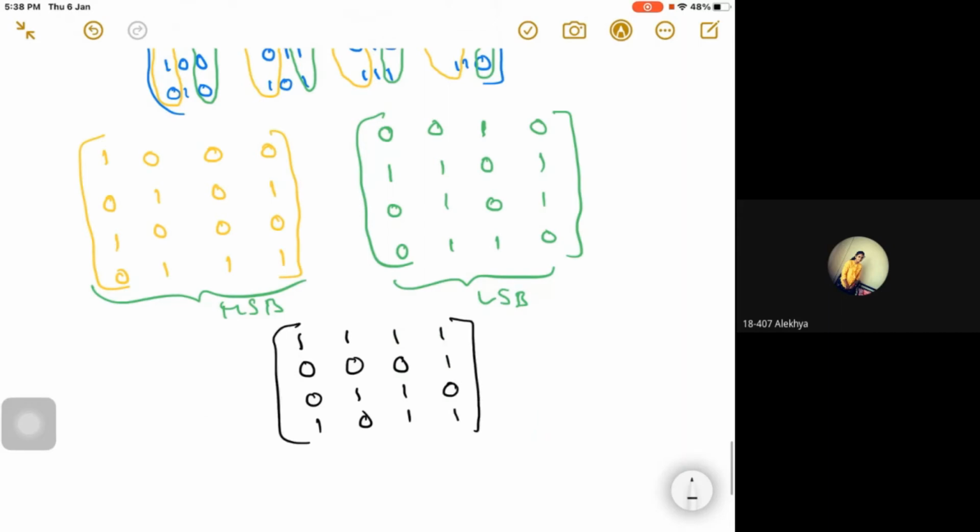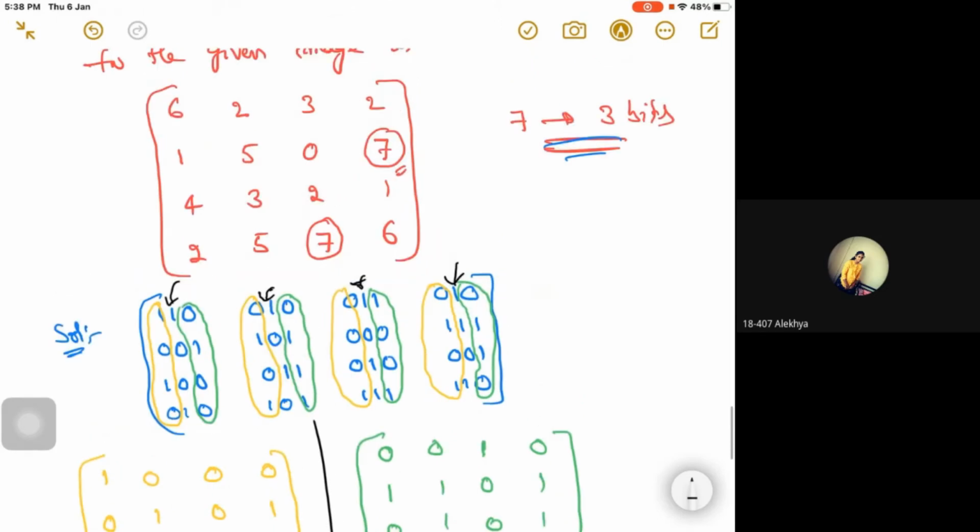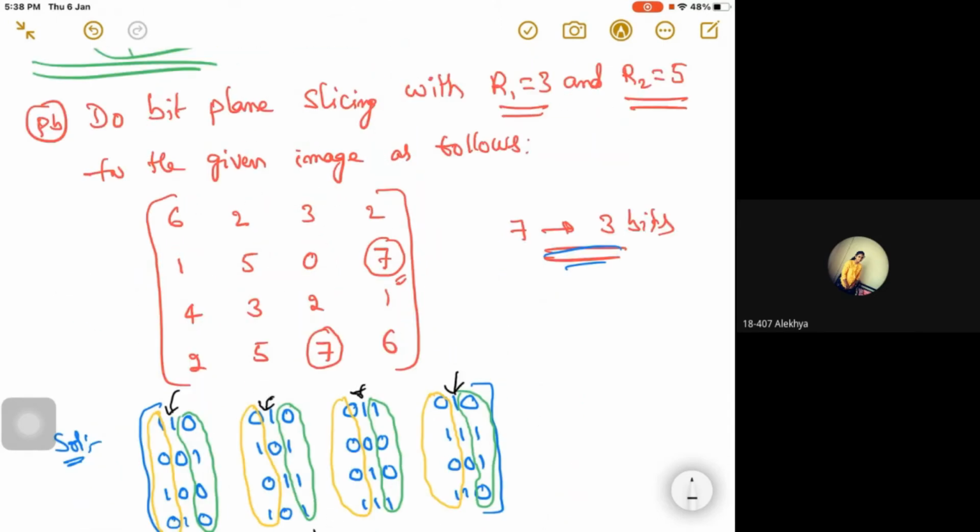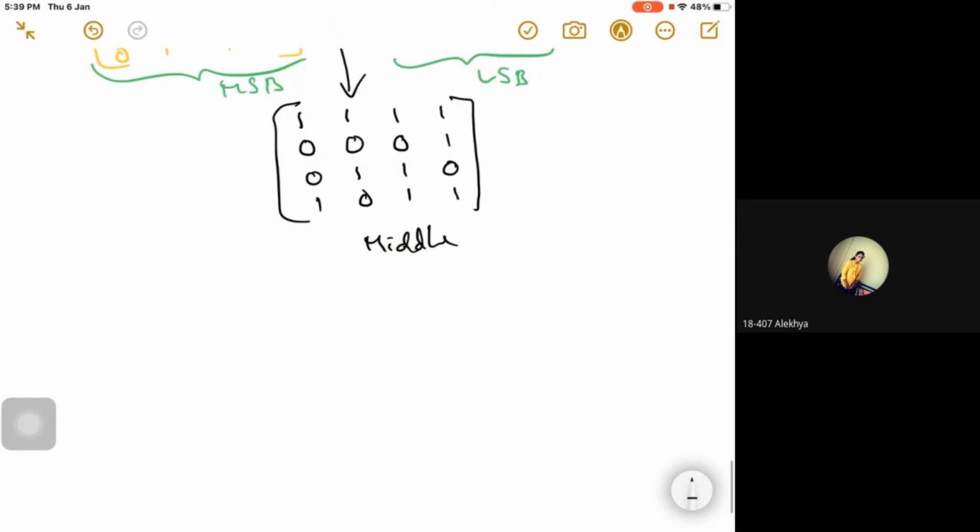This is the middle plane of this. Okay, fine. But here, in addition to the bit plane slicing, it was asked to do bit plane slicing with some ranges given, R1 equals 3 and R2 equals 5. So what do you mean by these ranges? The range given is R1 equals 3 and R2 equals 5. So the entire range is 3 to 5.